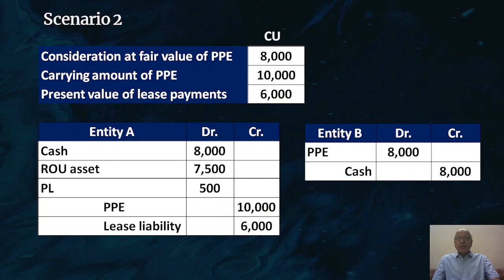Entity B, the buyer lessor, same as previously. It gets asset 8,000 rupees. That is the initial carrying amount. The amount it pays for the consideration is 8,000 rupees, PP debit, and cash credit 8,000 rupees.